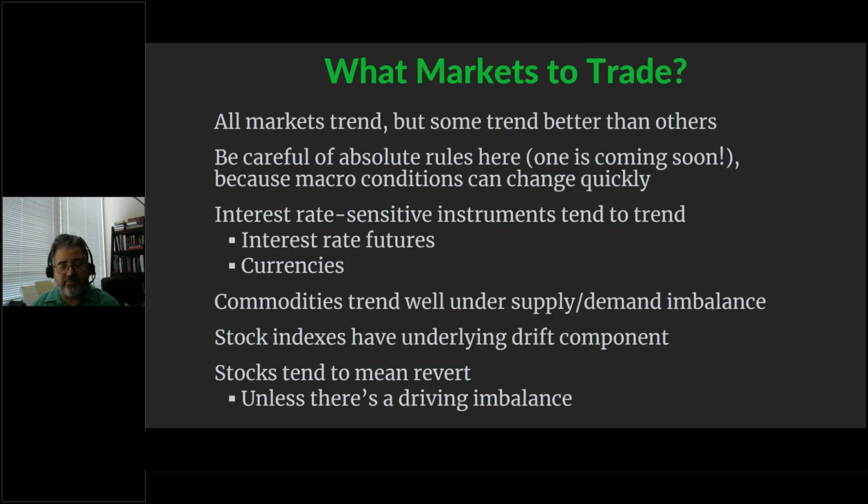And commodities in particular, when there's a supply-demand imbalance or fears of a supply-demand imbalance, you can see some very good trends. Stock indexes definitely have an underlying drift. If you look at them over the course of multiple years, they go up 7 to 8% on average a year. So that is a type of trend.